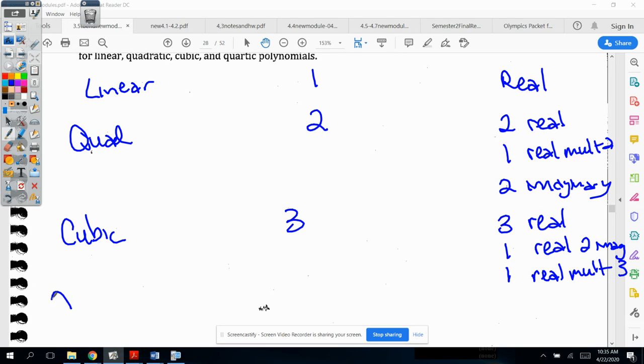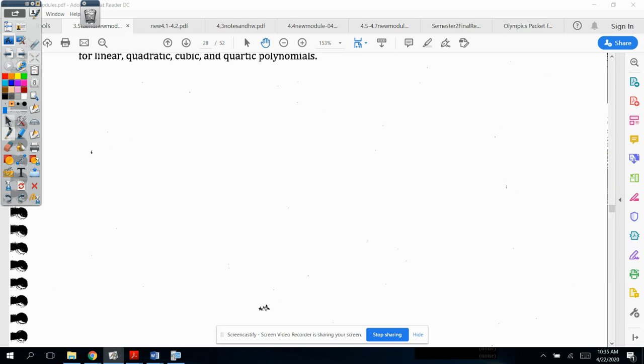And quartics have lots of different possibilities. I don't have enough room to write this down right here. But you could have 4 reals. You could have 1 real with multiplicity 4, 1 real with multiplicity 3 and a regular real, like 2 reals and 2 imaginaries. There's all sorts of things if you want to look at that chart. Okay, that's it. Tomorrow we will do the worksheet that goes with this.